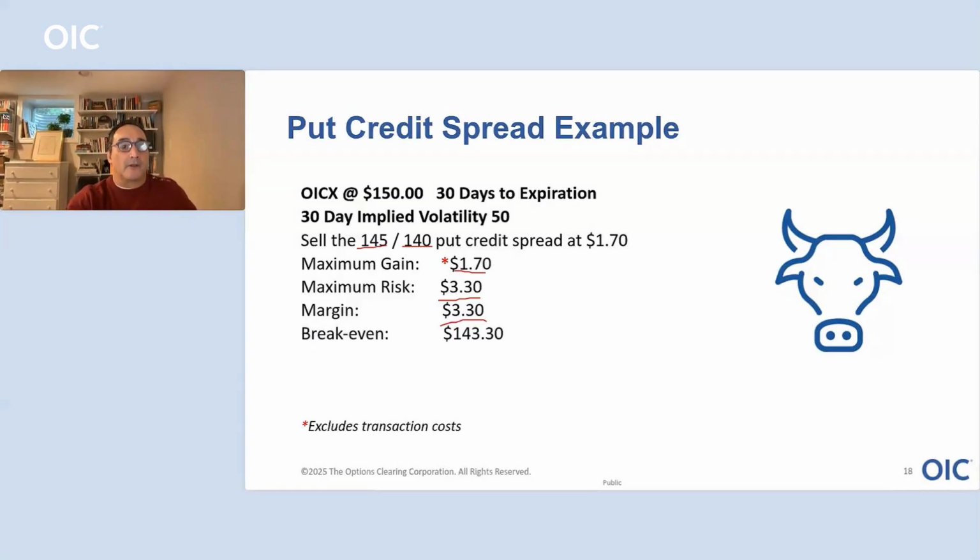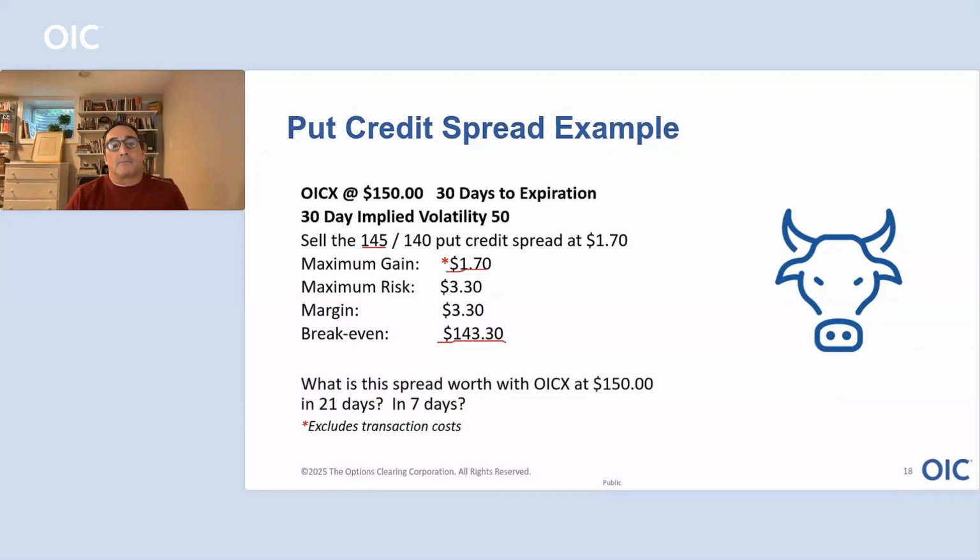What is our break-even? Well, our break-even is simply the short strike we have, 145, minus the credit we took in, the 170. That's how we get to 143.30. So if at expiration the stock's at 143.30, in theory, we would neither make money nor lose money on this position. Once again, this excludes transaction costs.